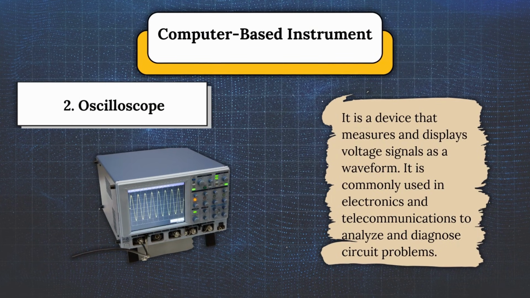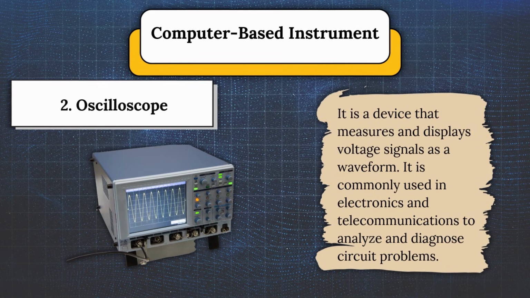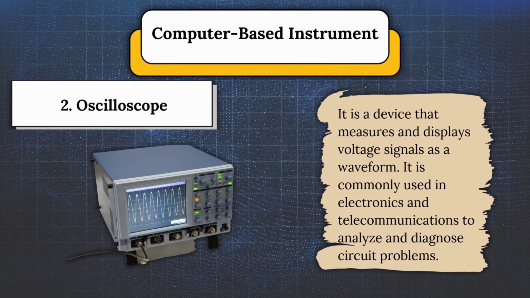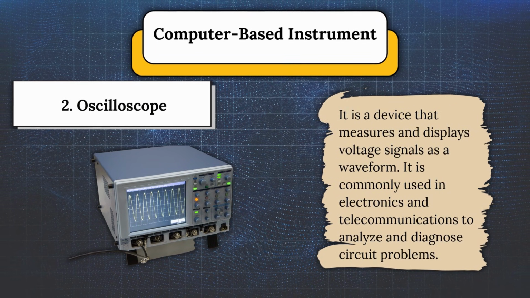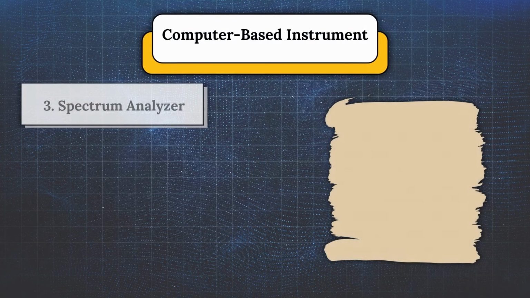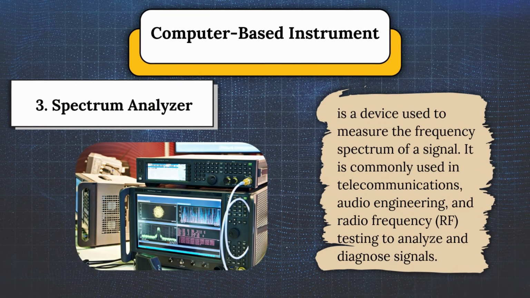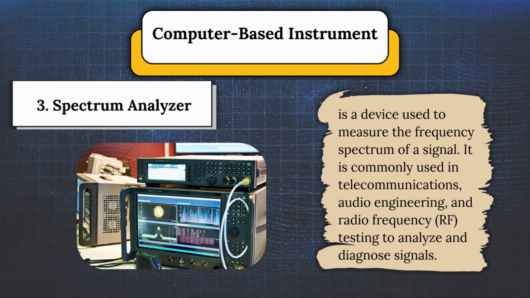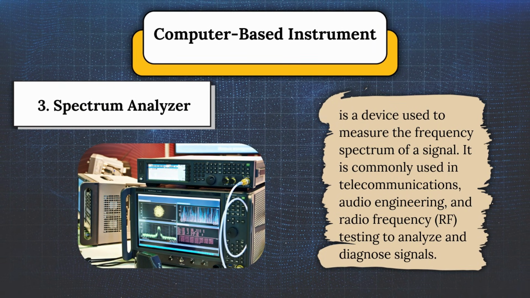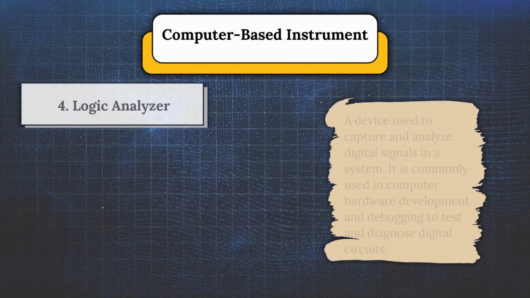Number 2. Oscilloscope. It is a device that measures and displays voltage signals as a waveform. It is commonly used in electronics and telecommunications to analyze and diagnose circuit problems. Number 3. Spectrum analyzer. It is a device used to measure the frequency spectrum of a signal. It is commonly used in telecommunications, audio engineering, and radio frequency (RF) testing to analyze and diagnose signals.